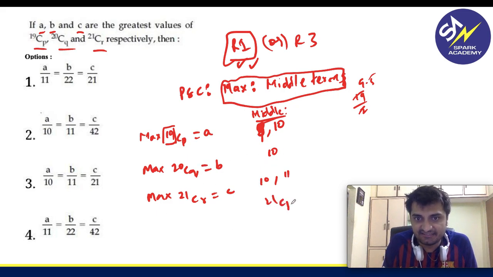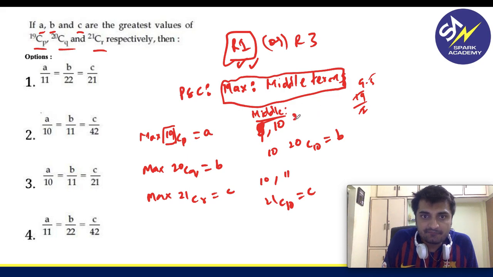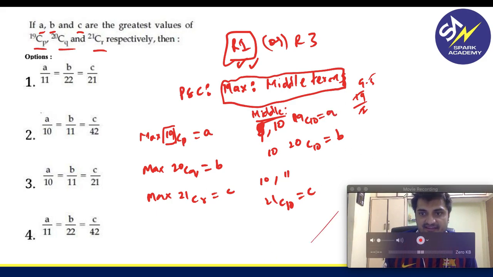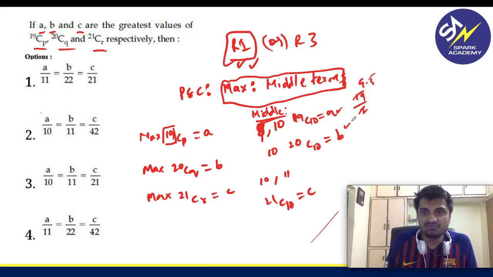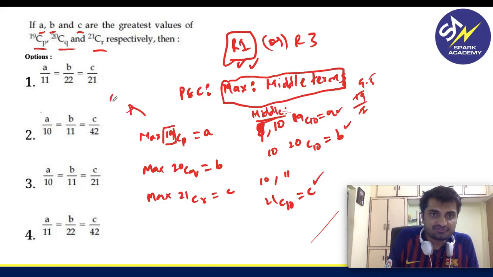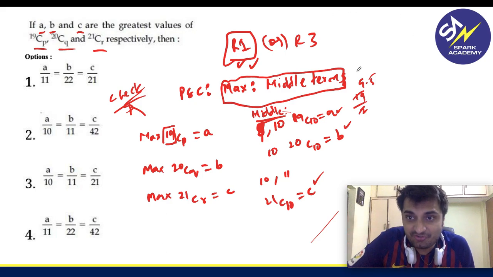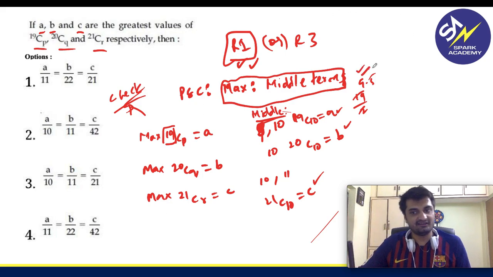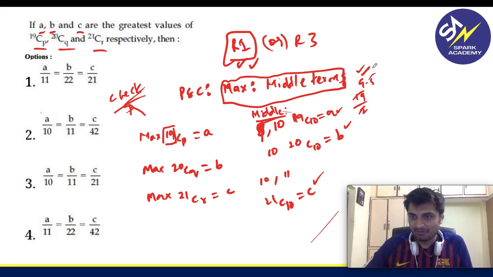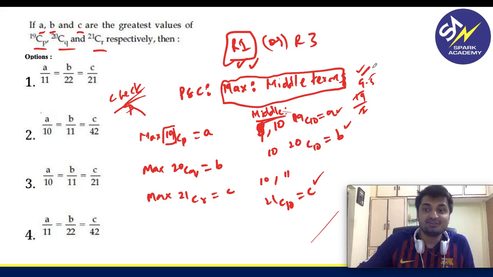So 21C10 will give me C. 20C10 will give me B. 19C10 will give me A. So if you find these and simplify, you will get the ABC values and you can check the options. That is why for me it's a round 1. If you don't know this concept, then it is definitely a round 3, guys. So remember this: the maximum term in permutations and combinations is always the middle term.